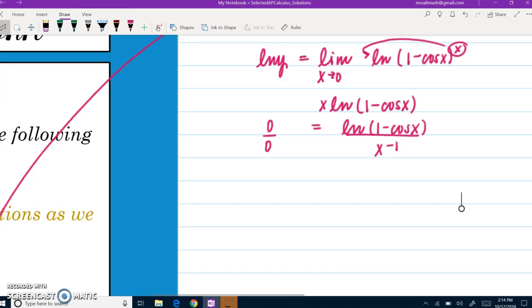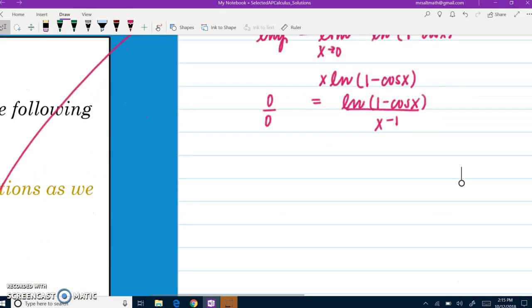So what I then am going to have to do is to figure out what derivative I have up top and what derivative I have down below. So when I go to take this expression, derivative of natural log of 1 minus cosine of x, that's going to give me 1 over 1 minus cosine of x, and then the inner derivative is going to be the positive sine of x. The bottom function's derivative is going to be negative 1 x to the negative 2 power.